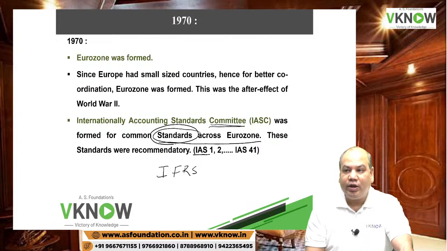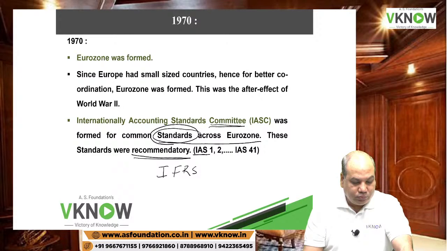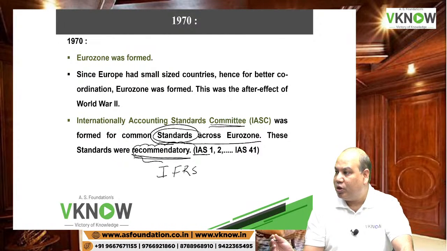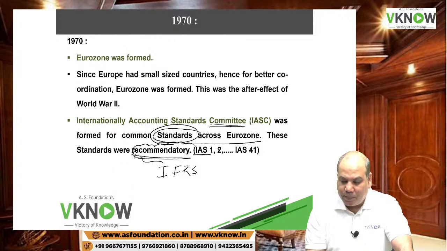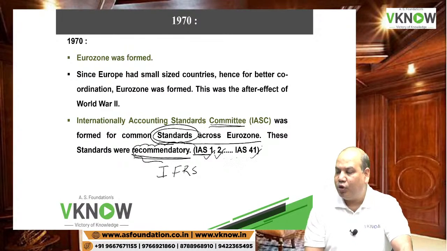These standards were recommendatory. That means it was not mandatory on the members of the Eurozone. So again the problem was that different countries may follow different policies, as the standards were only recommendatory in nature. Which were the standards issued by this IASC? The standards issued were numbered IAS 1, IAS 2 up to IAS 41.